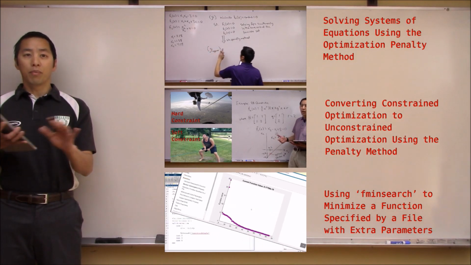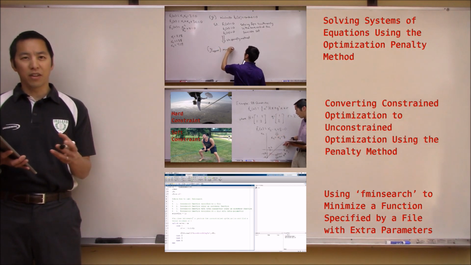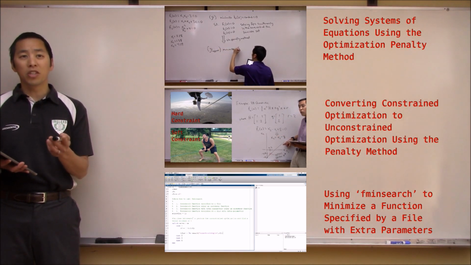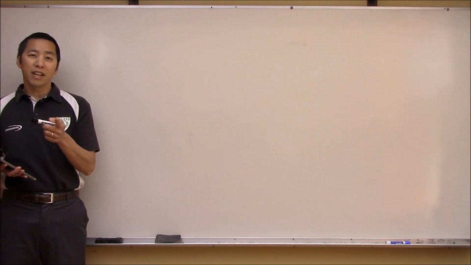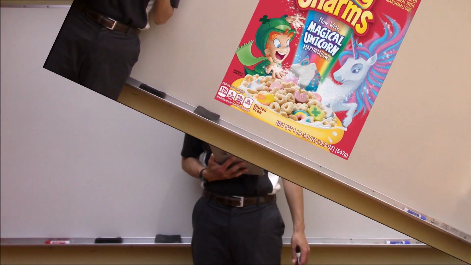Now, if you've completed all those prerequisites, we finally get to combine all these ideas together and get this aircraft operating in the condition we want. So, if you're more excited than I was when they added unicorn marshmallows to Lucky Charms, let's jump over to the whiteboard and get started.